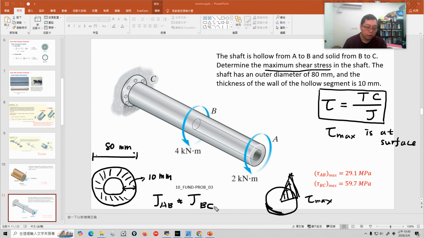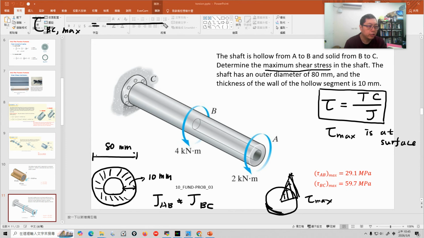Next I'm going to calculate the maximum shear stress at the BC part and the AB part, and then compare them and determine which part has the maximum shear stress. Let's start with the BC section. BC section is very easy, and I want to calculate its maximum.